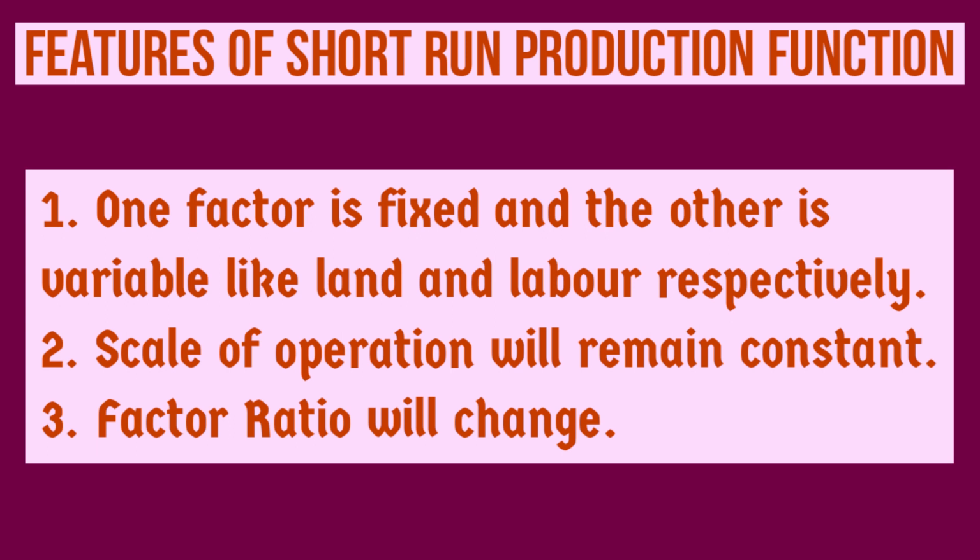How will the factor ratio change? In this 2 hectares of land, firstly I employ 2 units of labor, then 4 units of labor, then 6 units of labor, then 8 units of labor and so on. So in this way, the ratio between the land and labor will be 2:2, then 2:4, then 2:6, then 2:8. So in this way, in the short run production function, the factor ratio will change.